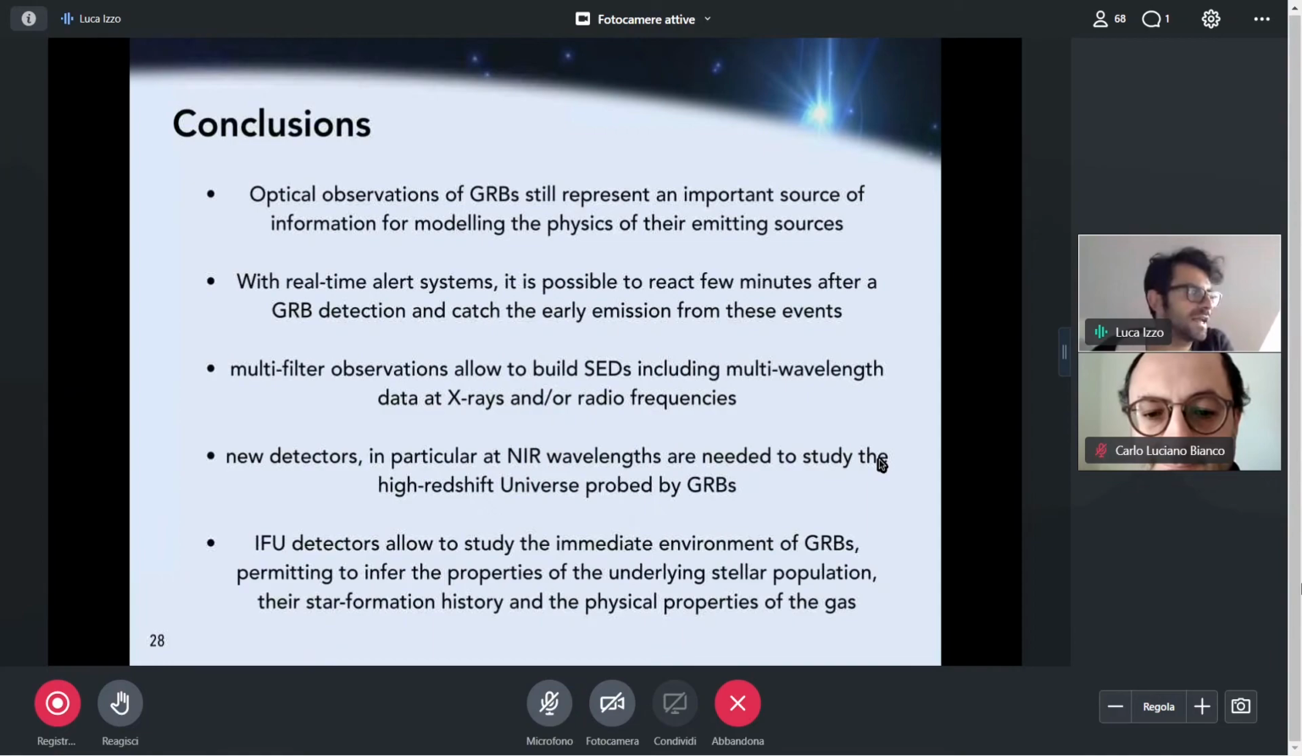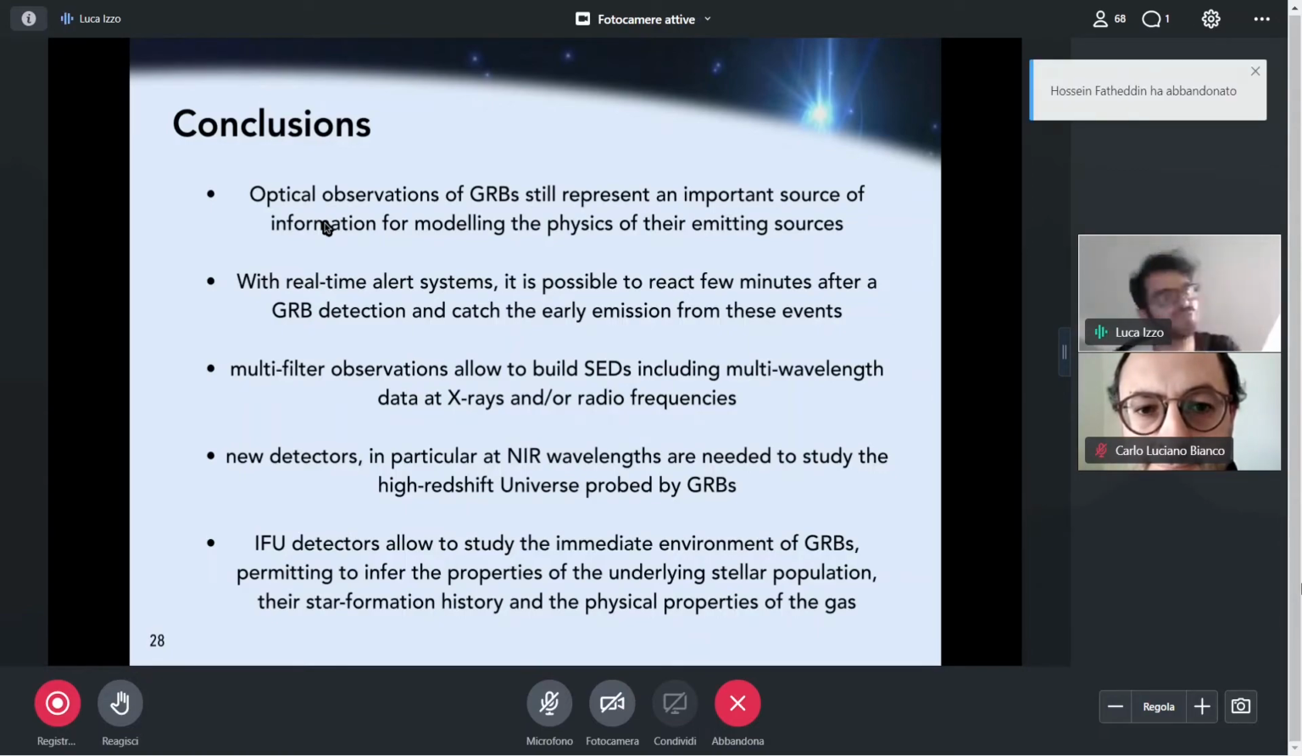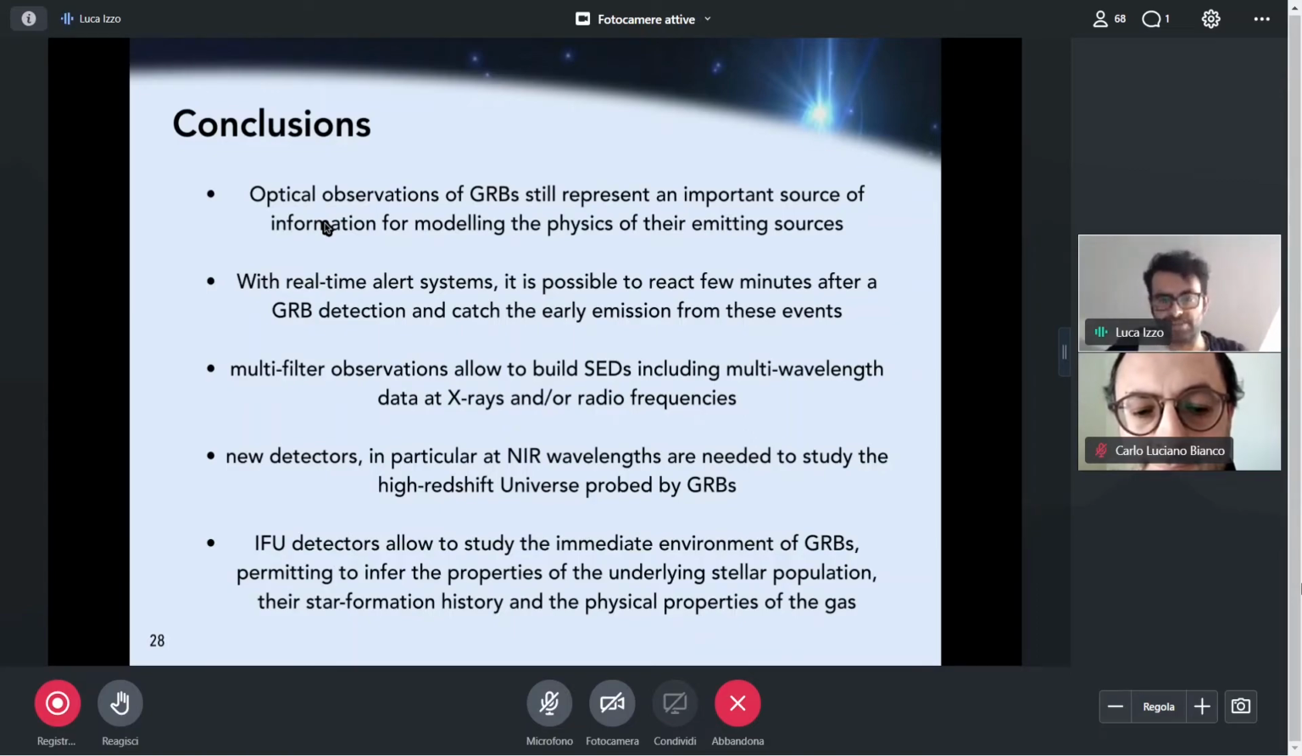So I think that I am on time. This is my conclusion. I don't want to go through all the bullets, but just want to mention that optical observations of gamma-ray bursts are still very crucial and represent an important source of information, not only for the modeling of the GRB itself, but also for the study of the environment where the stellar population originating their progenitor lives. Thank you very much for the attention.